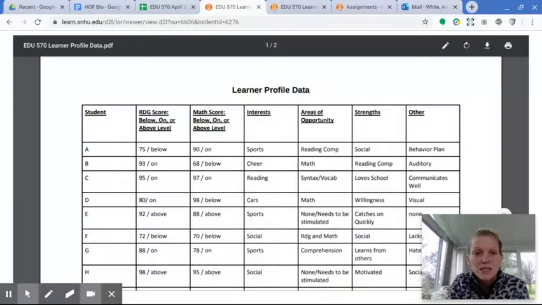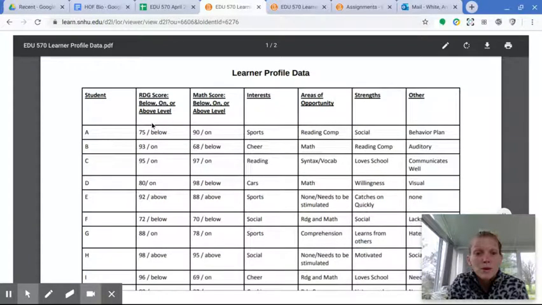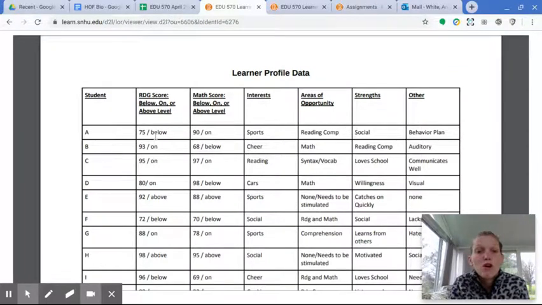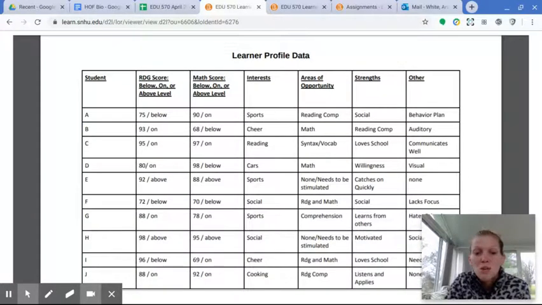The biggest thing I know when I was confused, so here you have their reading score, what they're getting in the class, their percentage, and if they're on, below, or above. And then the same thing, you have their math score on, above, and below, their interests, their areas where they can grow, their strengths, and then any other. They might have a visual, communications, or behavior plan. I know I had a lot of students on behavior plans. This is something to think of too.